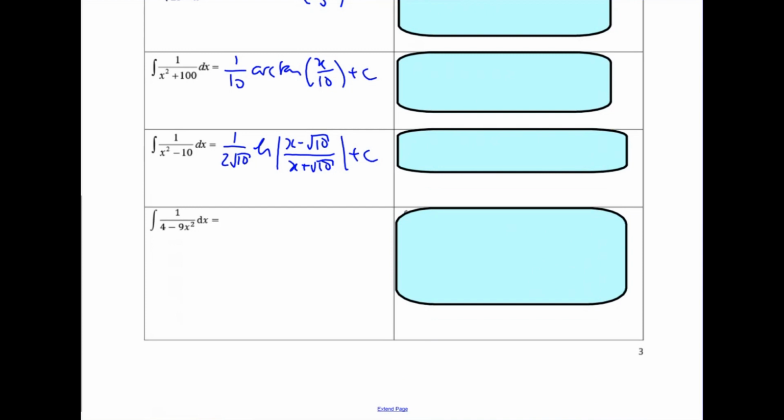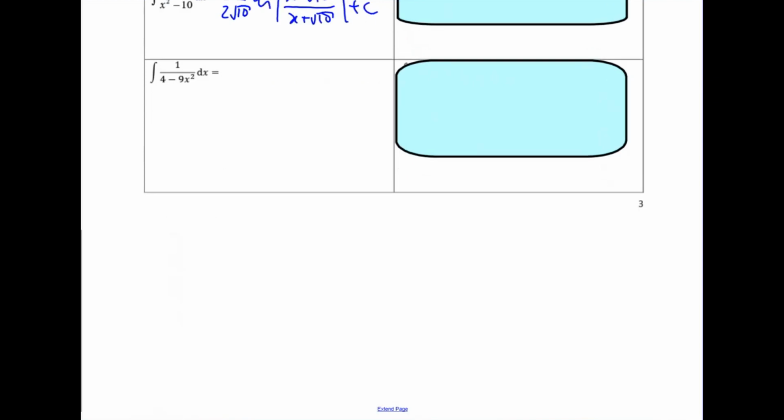Now, all of these three so far have just been x squared. If it's not just x squared, if there's a number in front of it, you need to do a bit of rearranging first before you can apply the standard result. So what I'm going to do here is factorize out this 9 so that it does end up being just x squared. If I factorize 9 out of the bottom, I'm essentially dividing these terms through by 9. So I get 9 times 4 over 9 minus x squared. I can factorize this 9 out, leaving me with this.